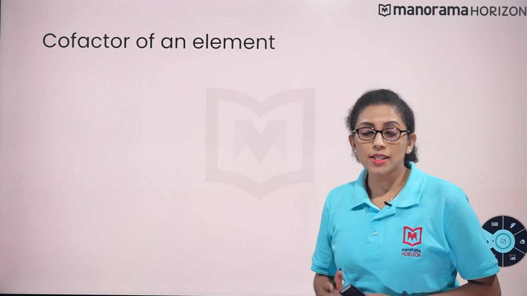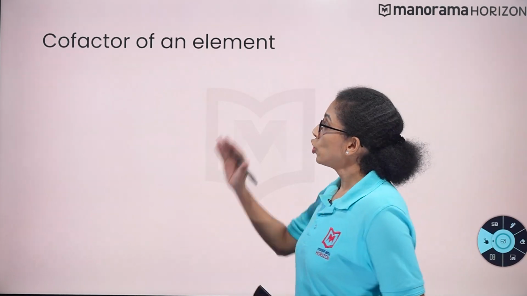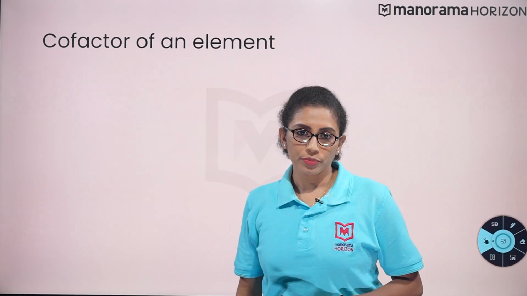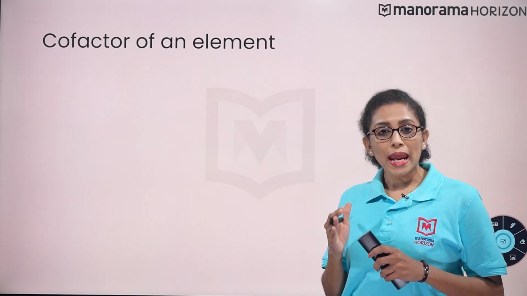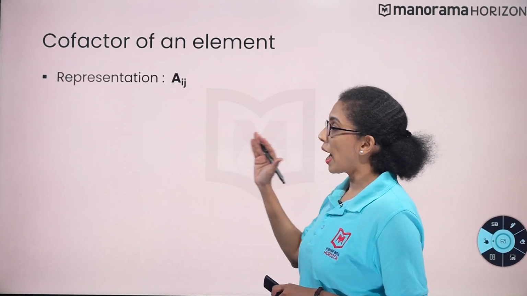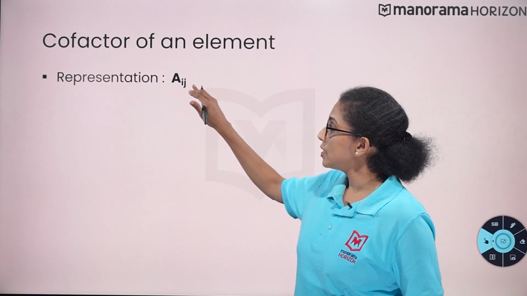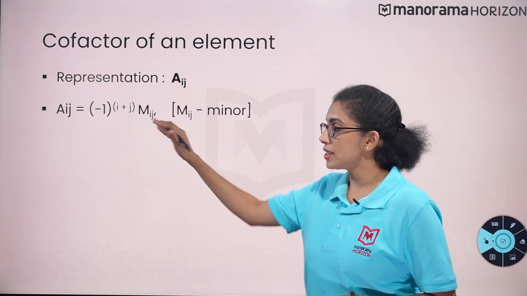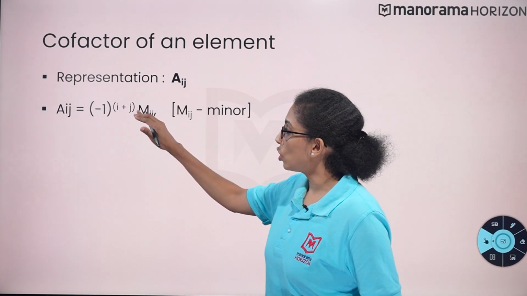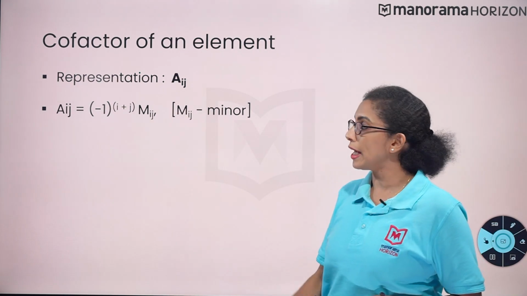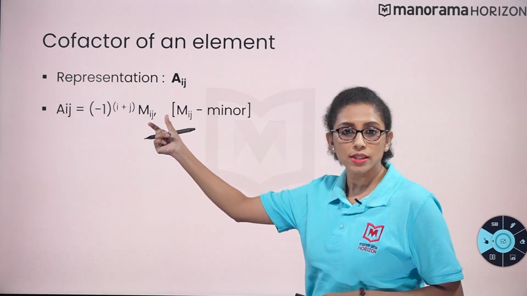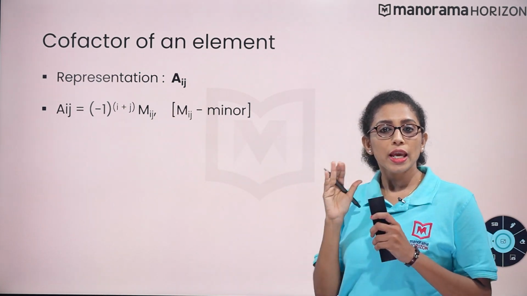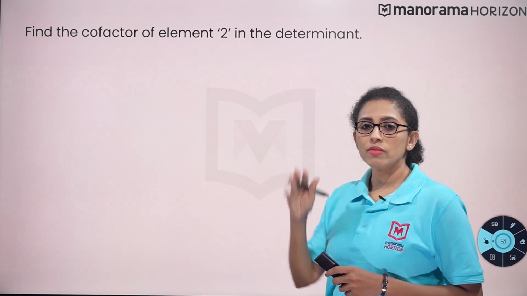Now we shall discuss the next concept, that is cofactor of an element. Cofactor of an element Aij is denoted by the capital A subscript ij and is defined as Aij is equal to minus 1 the whole raised to i plus j into Mij, where Mij is nothing but the minor of the determinant. Take the same previous question.